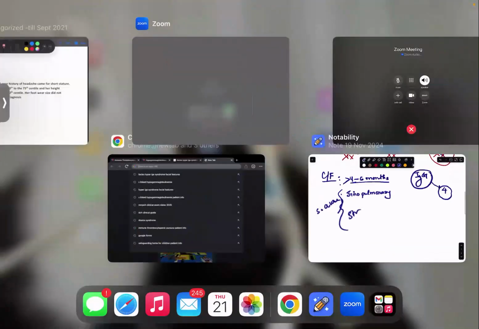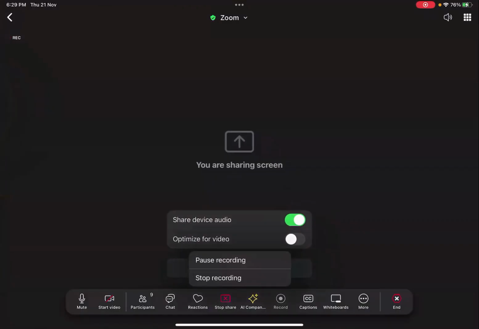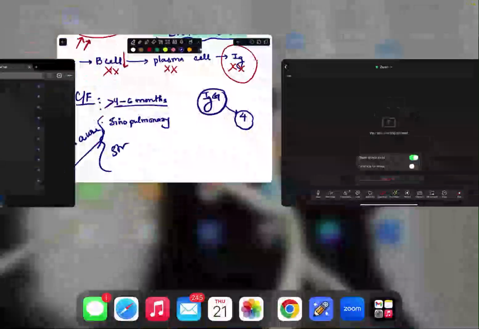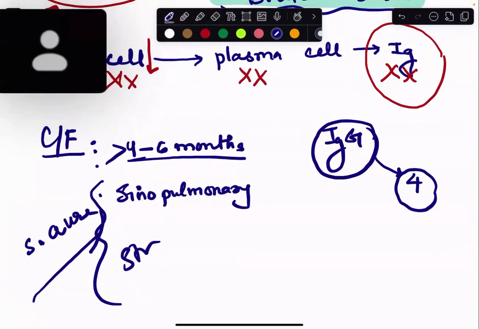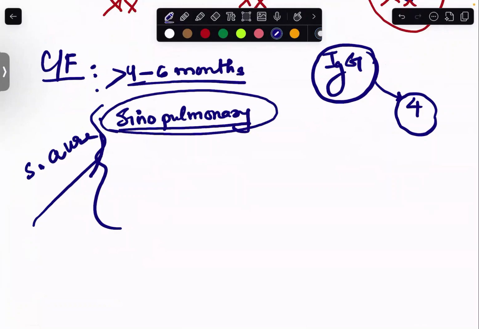So, sinopulmonary infection. Then what else? Like only sinopulmonary infection? No. Commonly, skin infection? Usually X-linked hypogammaglobulinemia can lead to it, but prominently sinopulmonary.